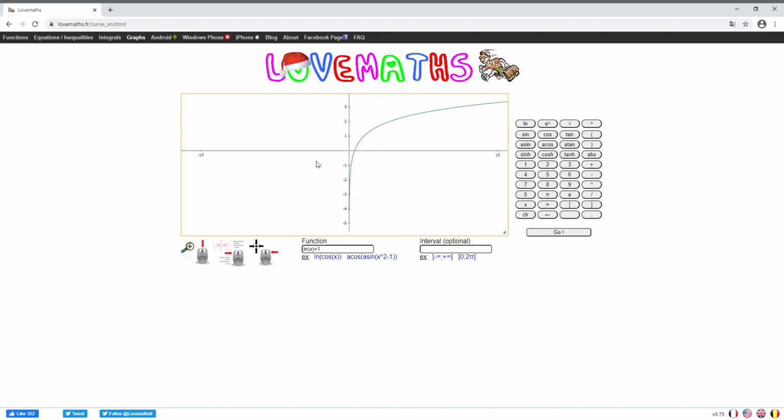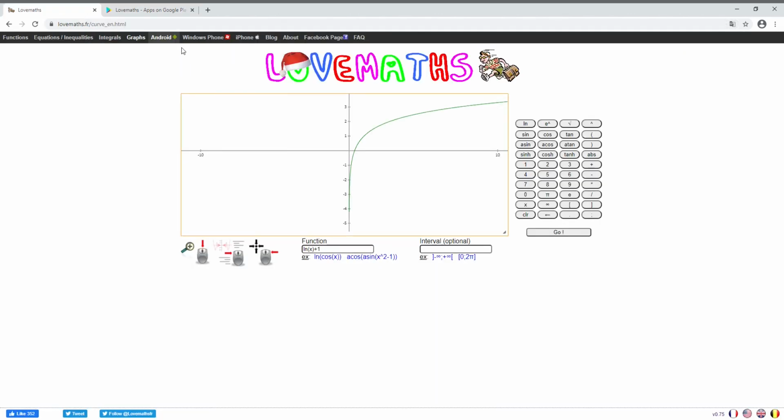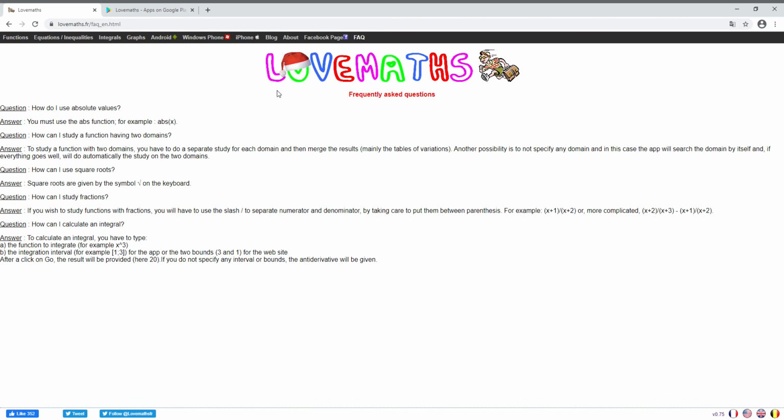So LoveMath also has a link to the Android app, which is doing the same things as the website, but directly for Android. There is also an app available for Windows Phone, an app for iPhone. You have also access to a blog, which is giving information about mathematics. You have an About page, which tells what the website is about. You have also a link to the Facebook page. And at last, you have a frequently asked questions page, where I put the questions which were the most often asked to me.